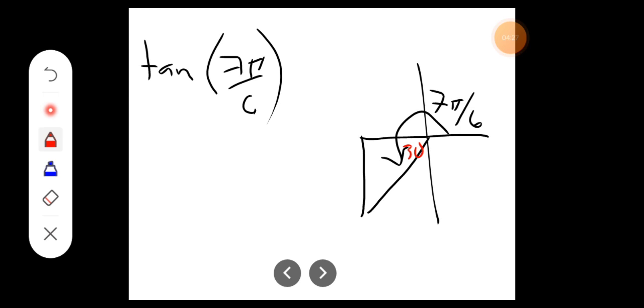Once again, we have the 30, 60, and 90 triangle. Across the 30 is negative 1. Across the 60 is square root of 3. Across the 90 is 2. Now in quadrant 3, both x and y are negative. So now we can evaluate tangent of 7 pi over 6.